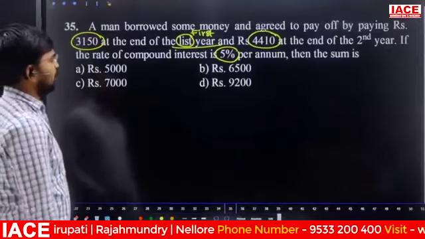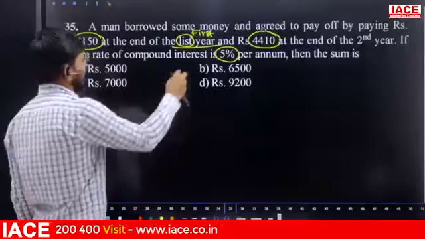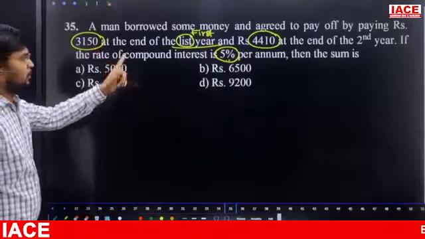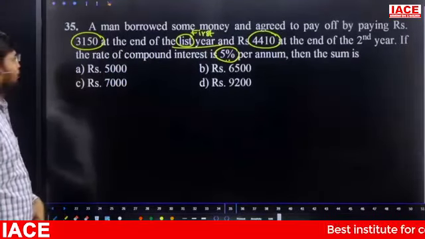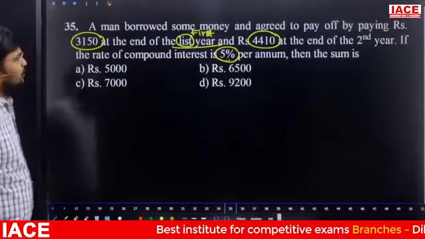Let me look at this once, all of you. First year you are paying 3150, right? First year you are paying at 5% per annum. Yes or not? 105% is nothing but 3150. Yes or not? 3150. Then 100% is not, that is first.